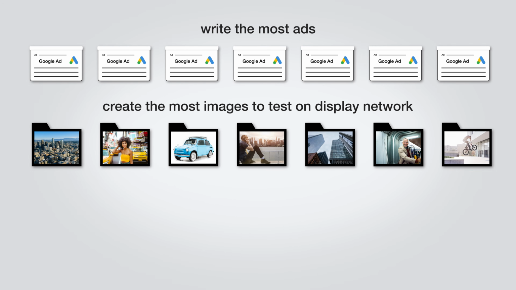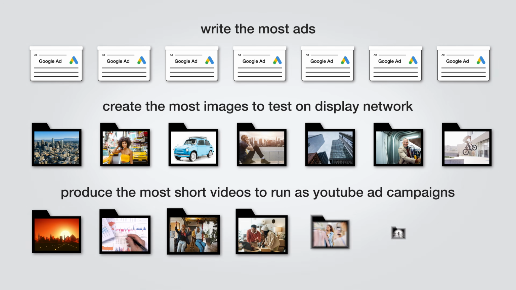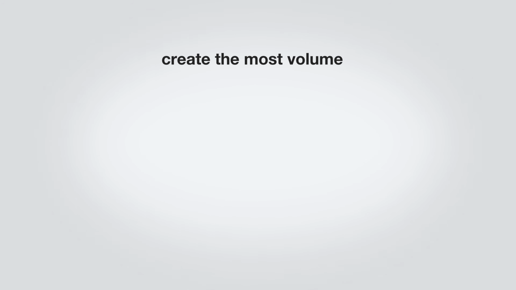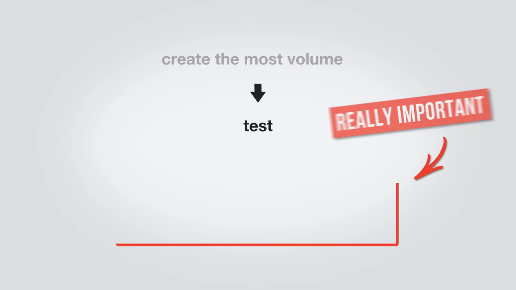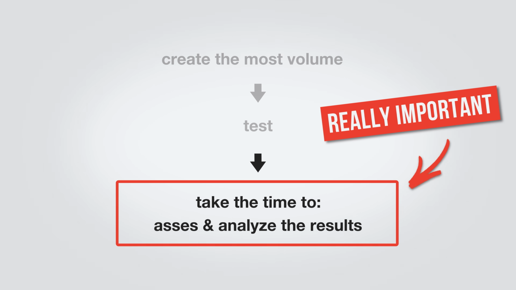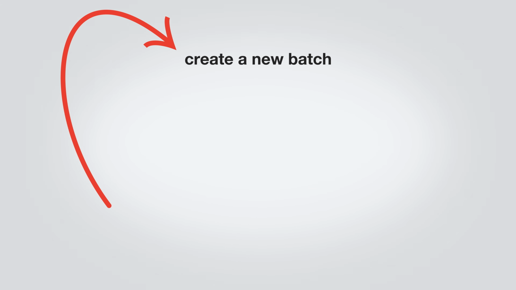They're the ones that write the most new ads, that create the most images to test on display network, that produce the most short videos to run as YouTube ad campaigns. They're the ones that create the most volume, test, then, this is really important, then take the time to assess the results, analyze, work out why certain things worked really well, why certain things didn't, then create a new batch, test, and they do that again and again and again. Because if you were to create, say, 500 ads for the same offer, what's the chance that your campaigns wouldn't be very good after 500 ads? Like almost none. Even if you're completely clueless, you're going to stumble across something that works really well at that point.